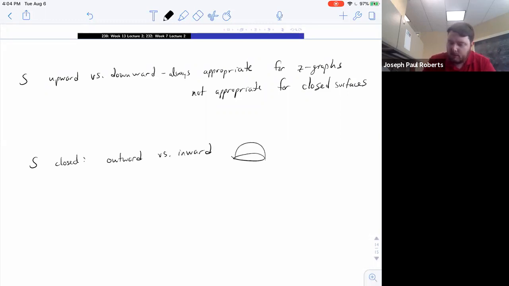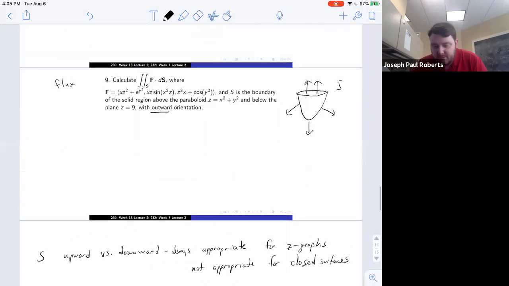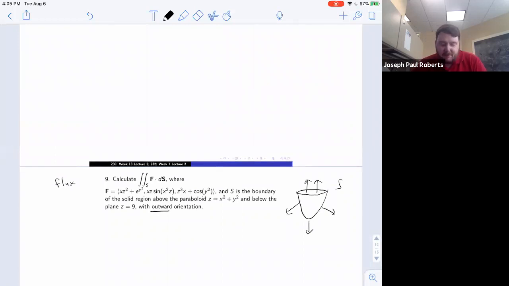With outward, the top has up, the bottom has down. With inward, the top has down, the bottom has up. Either way, you're going to have some blend of vectors pointing up and pointing down if your surface is closed. So anyway, outward versus inward is always appropriate, and upward versus downward is never. So you have to be a little bit careful.